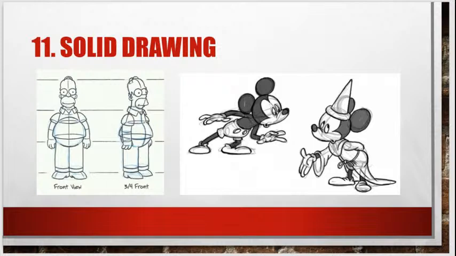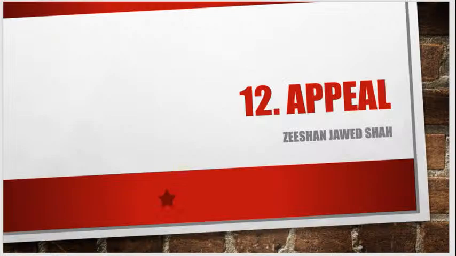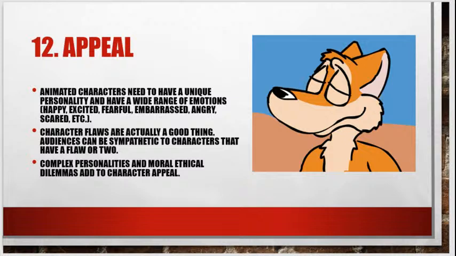Now, the last principle of animation is the appeal. Okay. Now, what is an appeal? Appeal is basically the characteristics of your cartoon character, how your cartoon character is. So animated characters need to have a unique personality and have a wide range of emotions. Okay, so what is the appeal? How your character will look when he is happy, how your character will look when he is excited, how your character will look when he is fearful or embarrassed or angry or scared, etc.